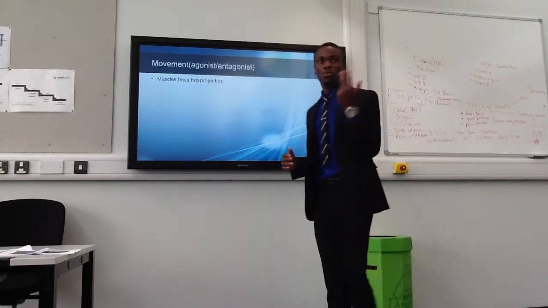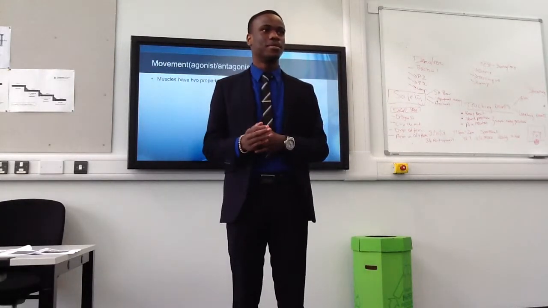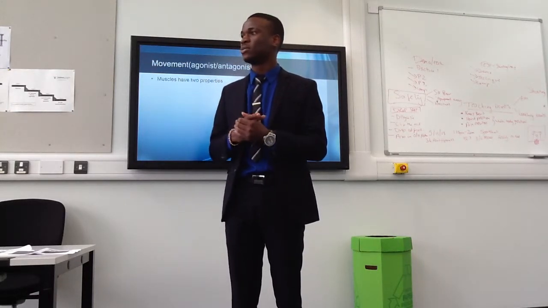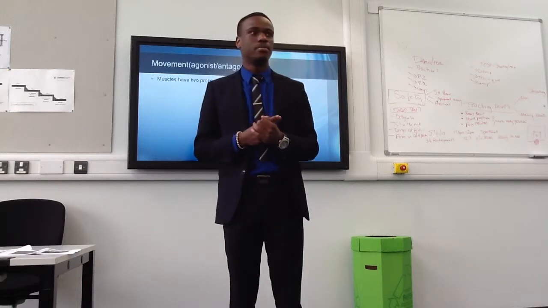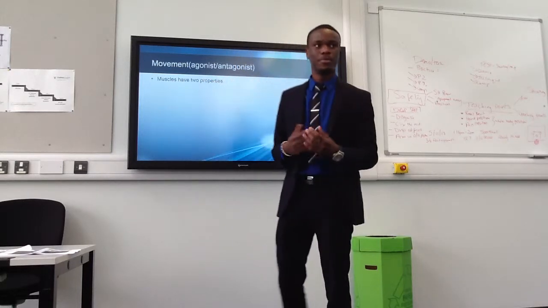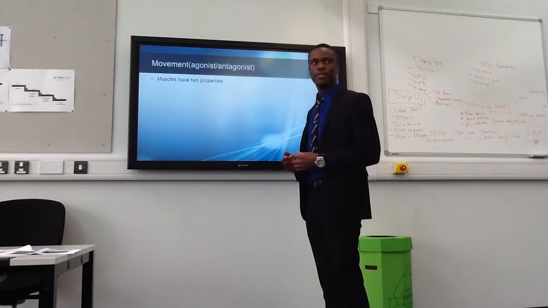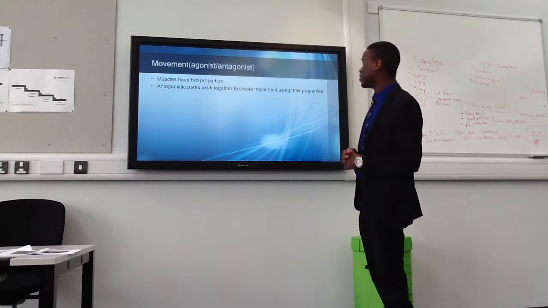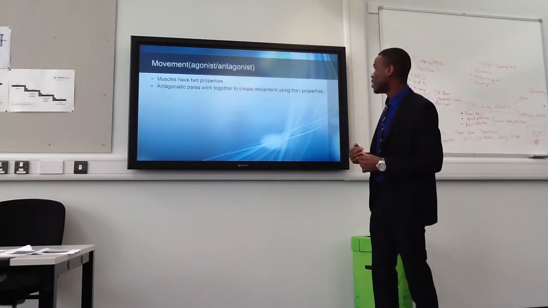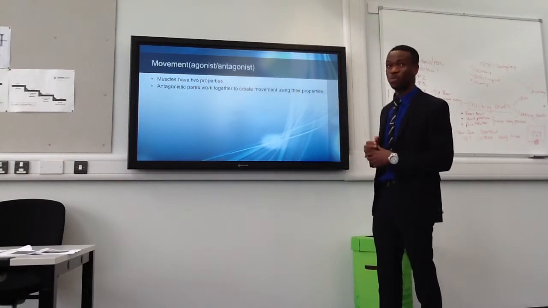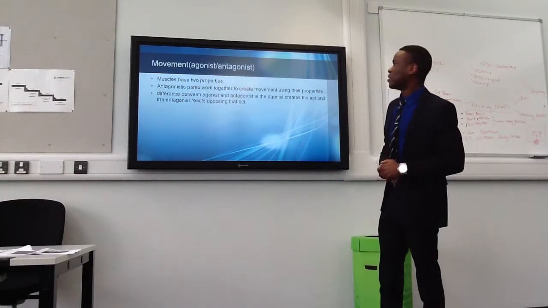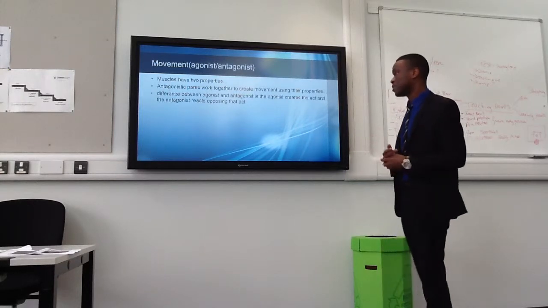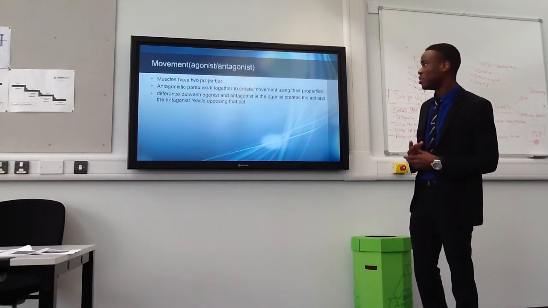What two properties do muscles have? Actually, they have four properties, like the main properties of muscles. Support. They contract and they relax. Antagonistic pairs work together to create movement by contracting and relaxing using their two properties. The difference between agonist and antagonist is that the agonist creates the act and the antagonist reacts, opposing that act.